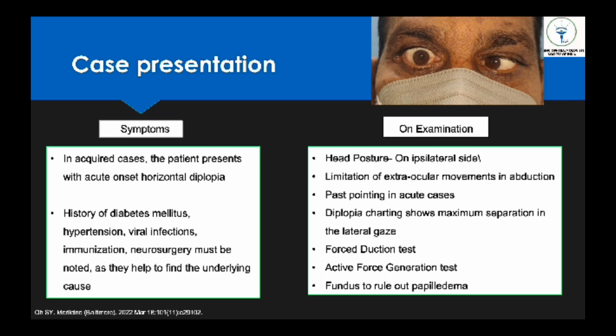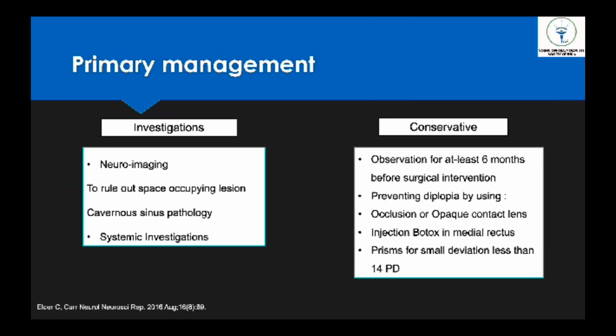Forced duction test is required to rule out any contracture in the antagonist muscle causing limitation of the abduction movements. Active force generation test is required while planning the surgery. Fundus evaluation is an important part of the workup of sixth nerve palsy and should be done to rule out papilledema and raised intracranial hypertension.